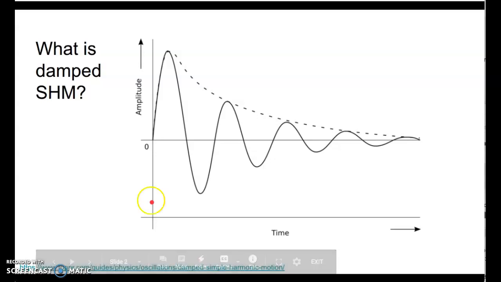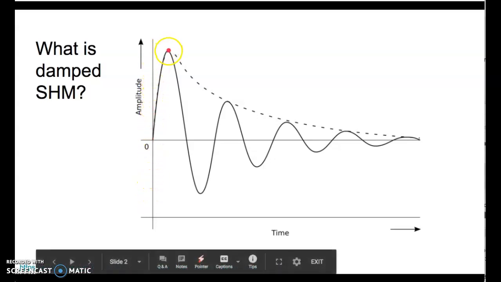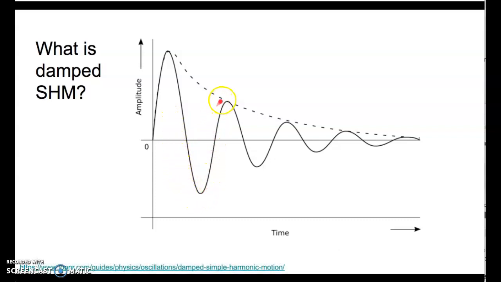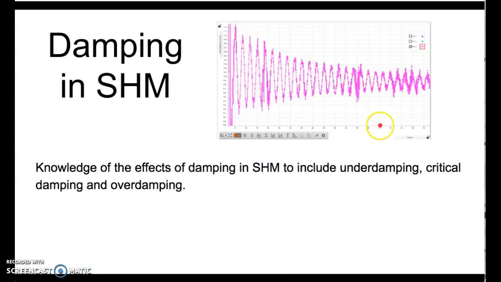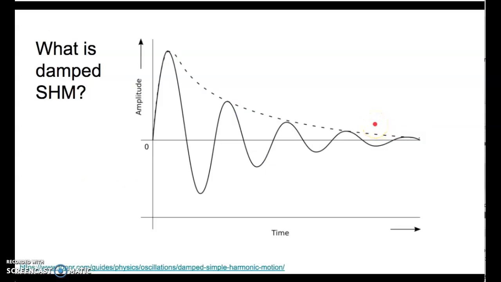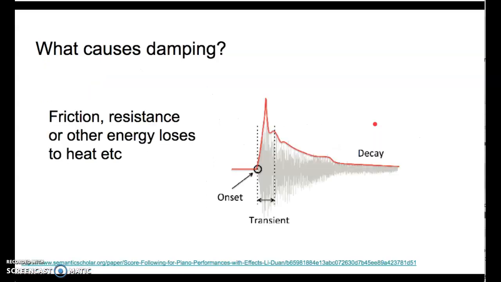Damping in simple harmonic motion, as you can see from this graph here, here's the amplitude, the y displacement, and the amplitude gets less and less over time as the oscillation continues. And this shape, what's called the envelope, or the pattern of the maximum amplitude, decreases in an exponential curve. Damping is caused by friction or any other loss of energy to heat or similar.